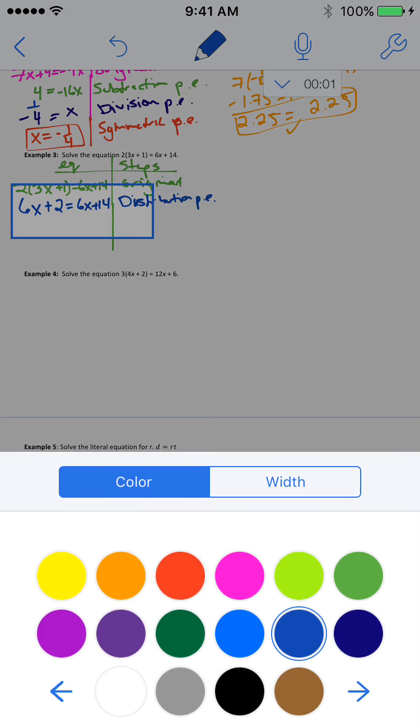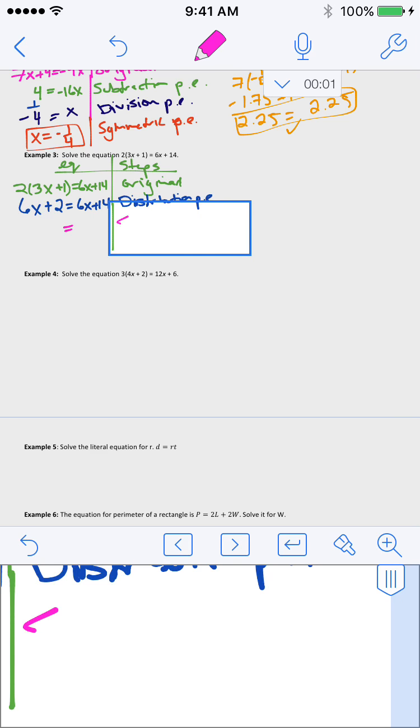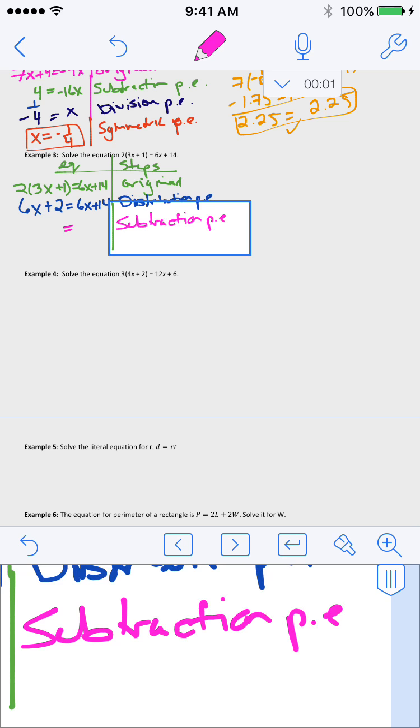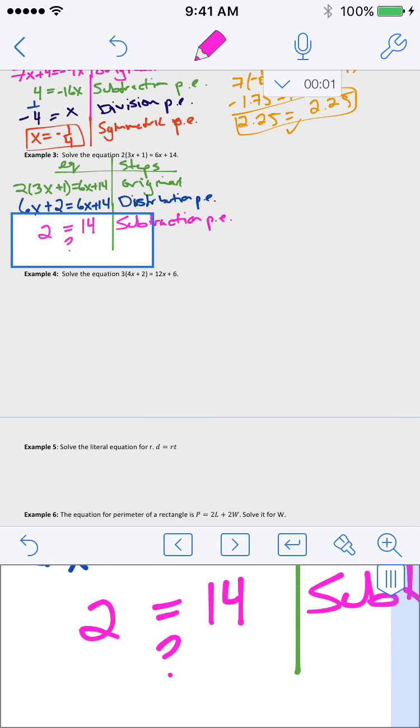Awesome. Pretty good so far. Now I think I'm going to move all the x's to the left-hand side. So I'm going to subtract 6x over here. Actually, I'm going to write down subtraction first so I don't forget. Subtraction, property of equality. All right. So subtract 6x, I end up with 14 over here. Oh, that's interesting. Subtract 6x from this side, I also end up with 2. Does 2 equal 14? No, it does not, right?